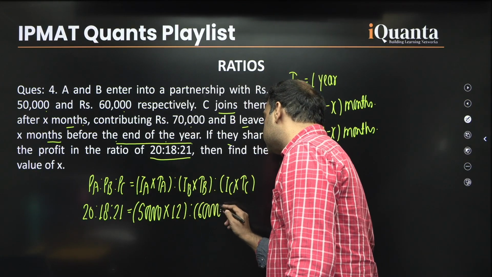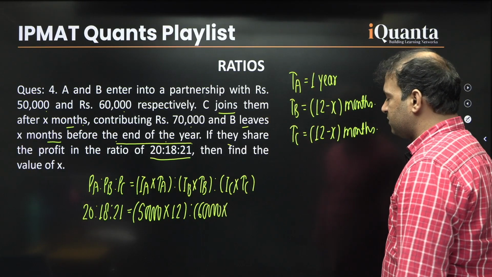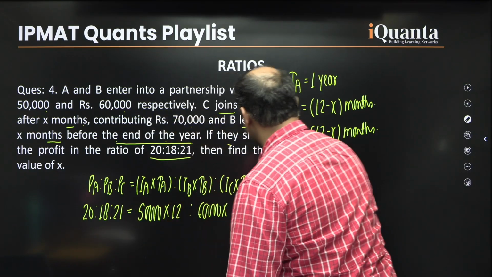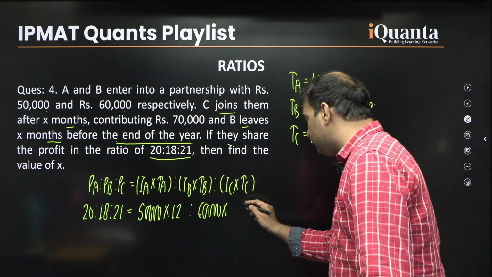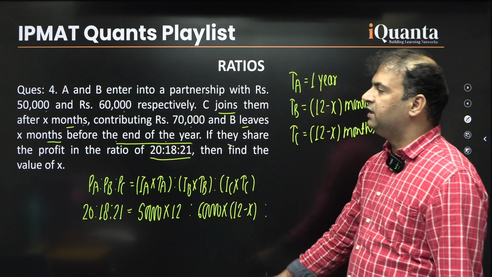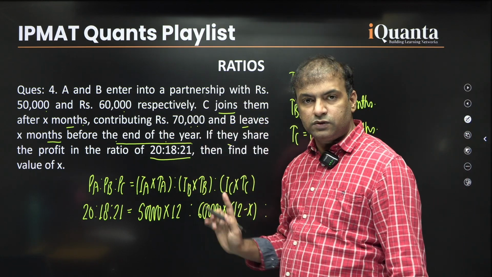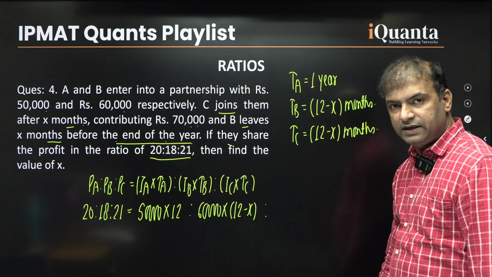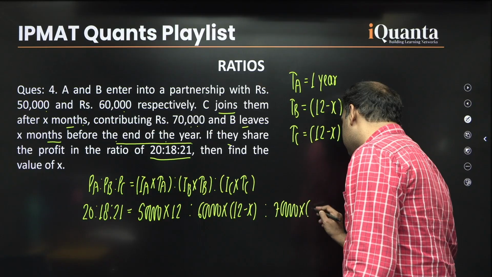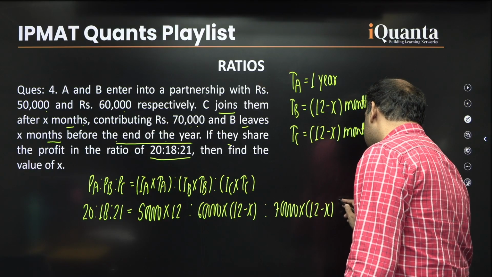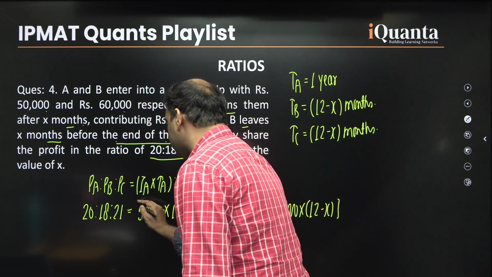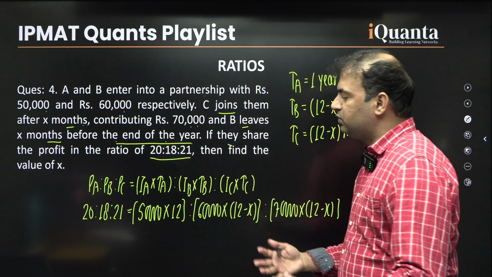The time period of Mr. B we know is actually 12 minus X months, right? Let me change the bracket. Okay. For B, the time period is 12 minus X months. What about Mr. C guys? Mr. C investment is 70,000 and the time period is 12 minus X. So guys, इस data को भी लिखते हैं जरा, 70,000 into 12 minus X. Alright. Let's close these brackets. Okay. Now everybody, let's try to solve this further.